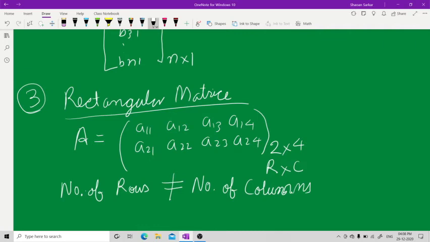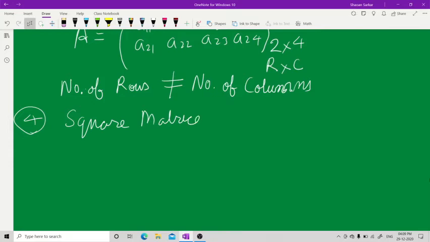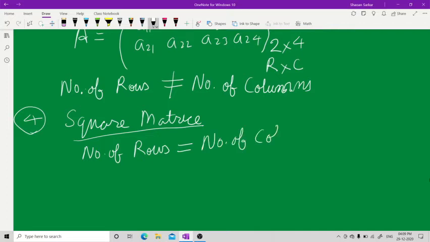So these are rectangular matrices, but mostly we will be dealing with square matrices. Let us see how the square matrix looks like. Fourth, square matrix. Now in this, the first case is that the number of rows, as the name suggests, is equal to the number of columns. This is the most important criterion.